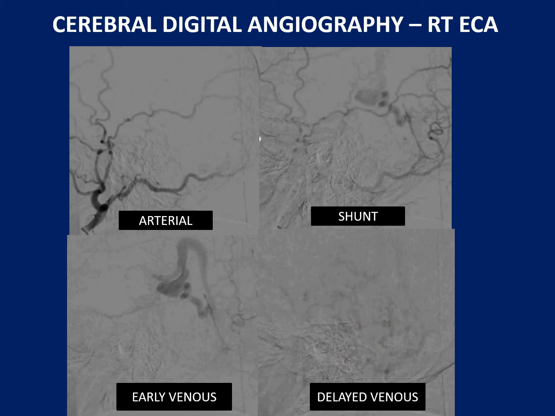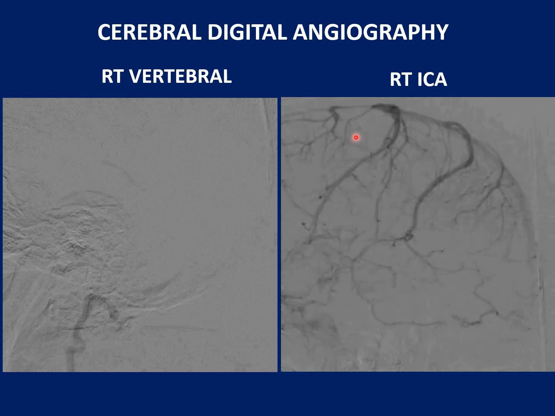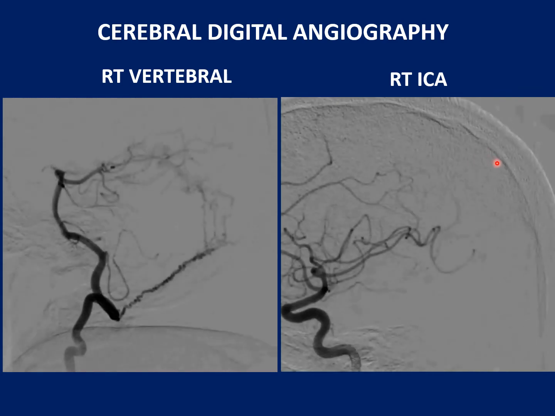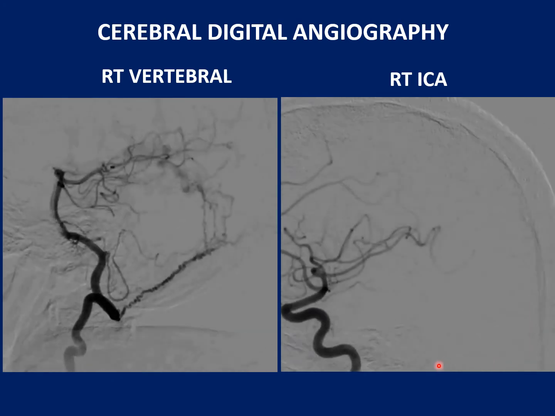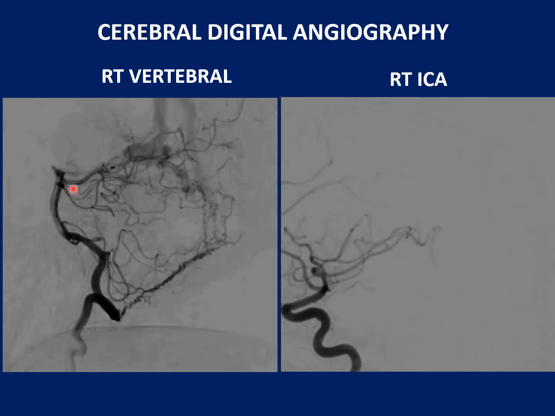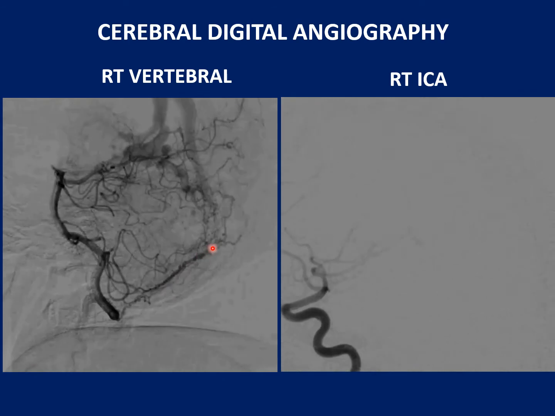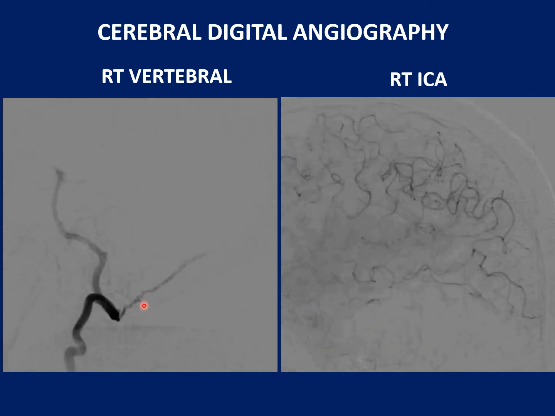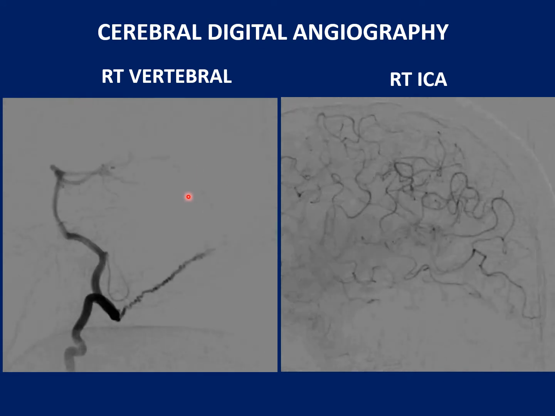Other angiographic runs, the right ICA run shows that the rest of the deep venous system, that is the superior sagittal sinus, is directly going and joining the transverse and sigmoid sinus. There is no opacification of the straight sinus. This is a vertebral artery run. This particular feeder which we are seeing is the posterior meningeal artery. This posterior meningeal artery arises from the vertebral artery. This also goes and supplies the dural AV fistula.